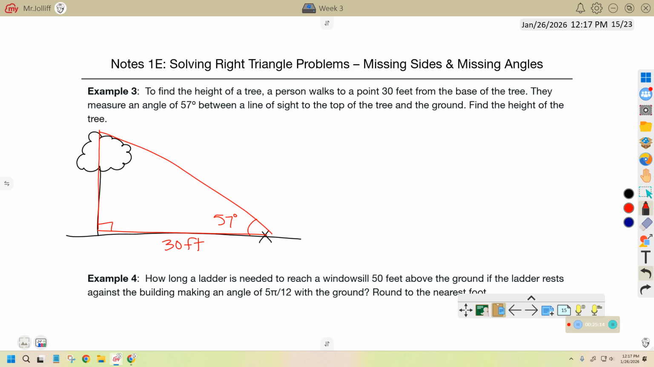What are they asking me to find? Height of the tree. They're asking me for this side of my right triangle, H. I need to label the sides of the triangle relative to the angle I was given. So opposite side, adjacent side, hypotenuse.